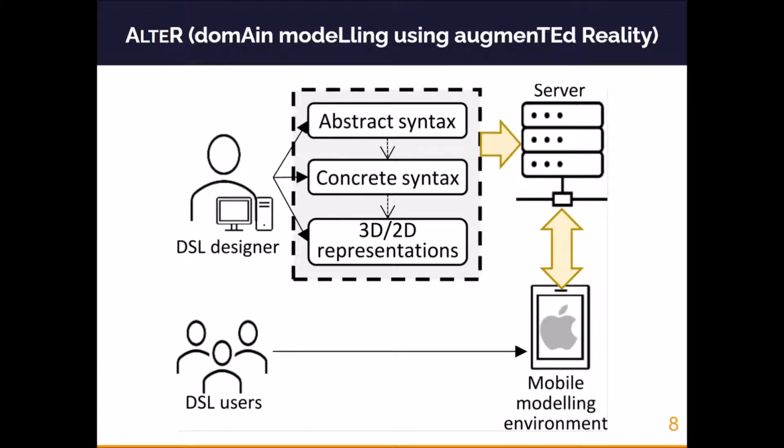The idea is that you have on one side a DSL designer who will create the abstract and the concrete syntaxes and the 3D and 2D representations. It will upload everything on a server. On the other side, you have the DSL users who will be downloading all these elements on mobile devices. These mobile devices have to be iOS ones, so iPhones and iPads, and they will be able to use and model as they like, depending on what the DSL designer has created. To give you a concrete idea of what ALTER is and how it works, now Ruben is going to show you a demonstration of that tool.